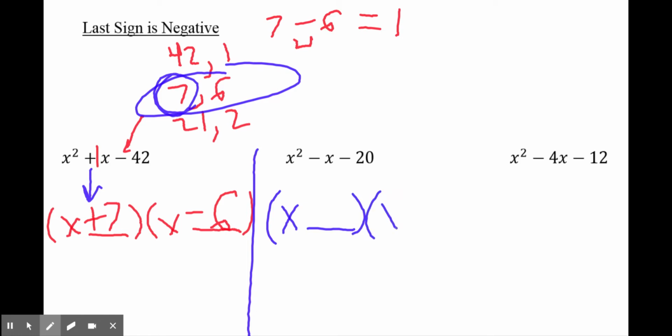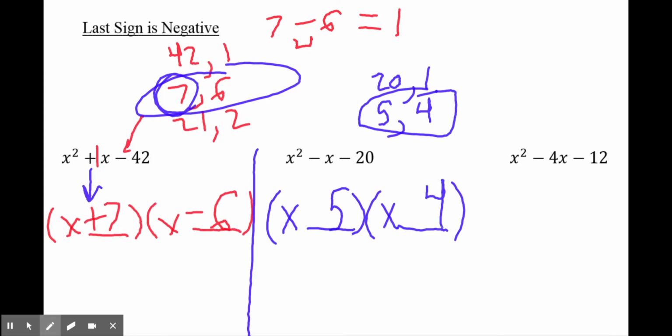So x blank for this next one. Factor the 20: we have 20 and 1, 5 and 4, 10 and 2, but I can already see that 5 and 4 would subtract to give me a negative 1. The larger number gets the middle sign. The other one is opposite.